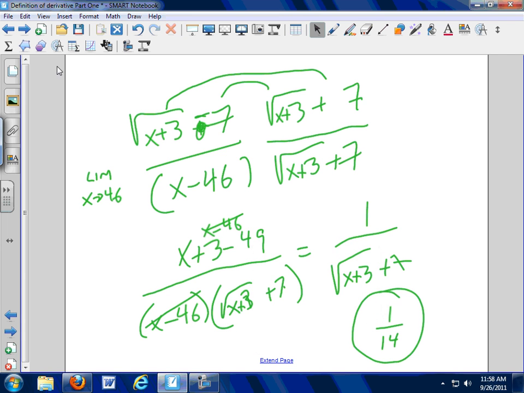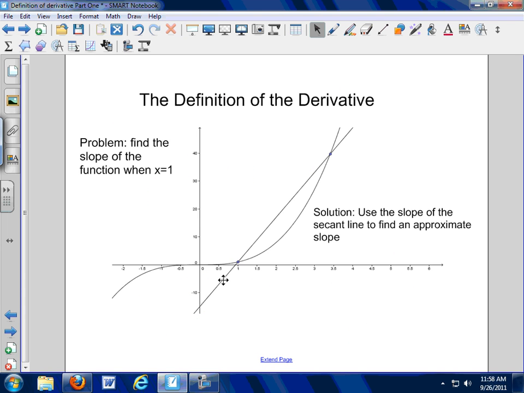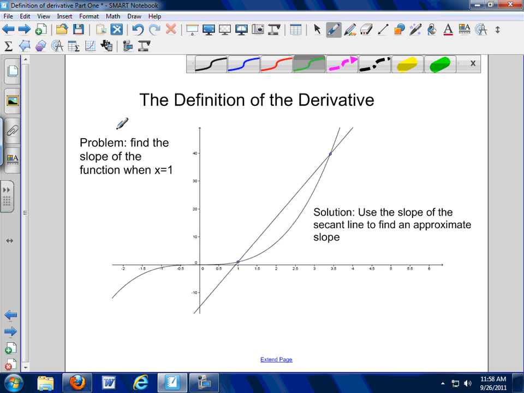Alright, so the definition of the derivative. You don't necessarily need to write these down, you can just follow along. I can give you these pictures if you need them. Remember I said there are two problems dealing with calculus.